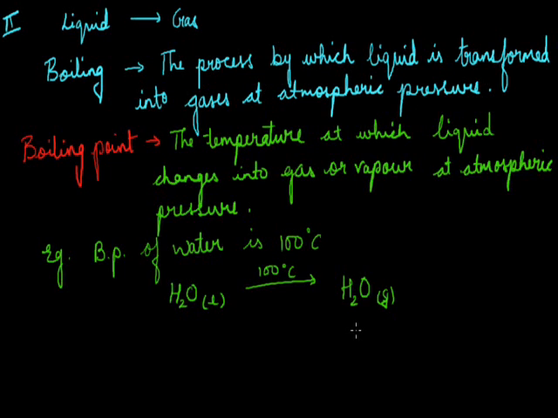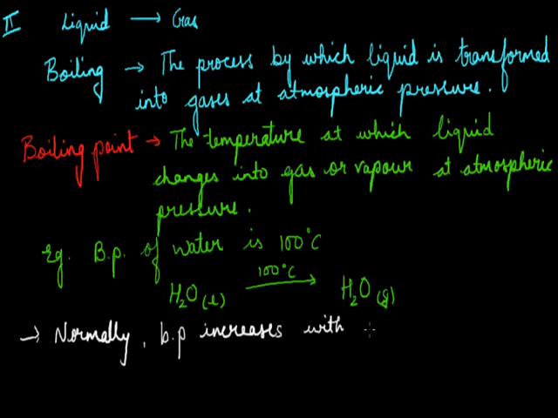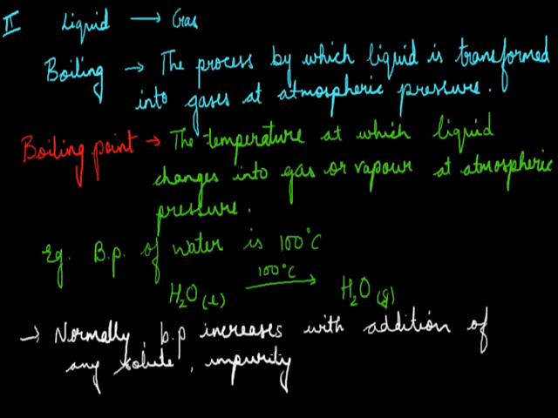Now there are some effects of addition of impurities. When we add impurity in any solvent or in any compound, then normally the boiling point of that compound increases. So we can say that if any impurity is present, then the boiling point of that substance will increase. So normally boiling point increases with addition of any solute impurity. So this was about the boiling by which the liquid is converted into gases.